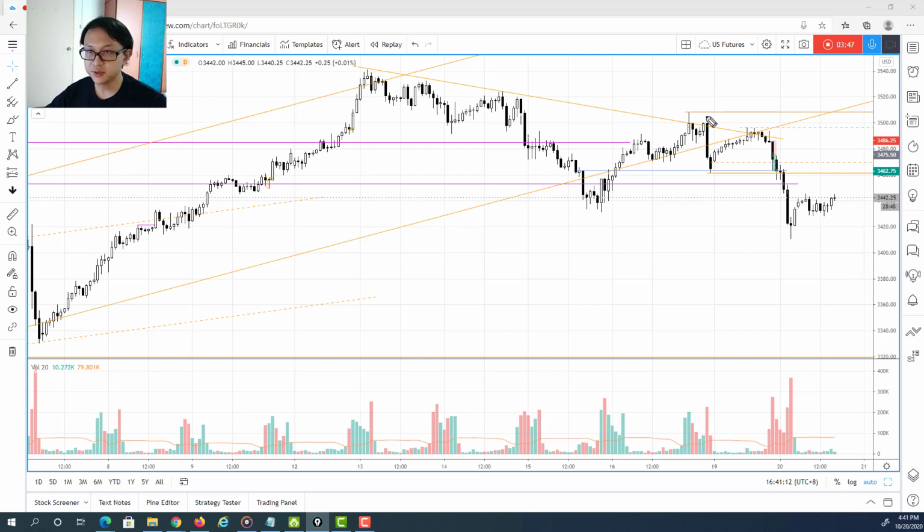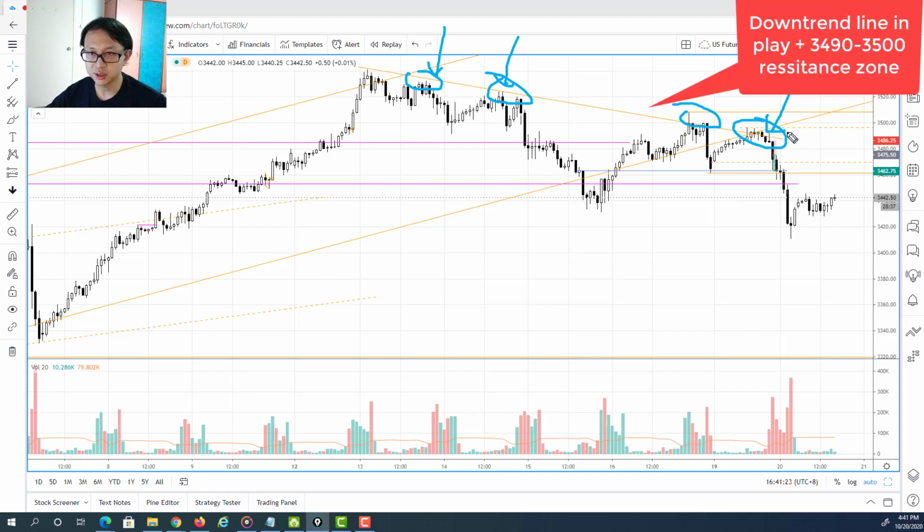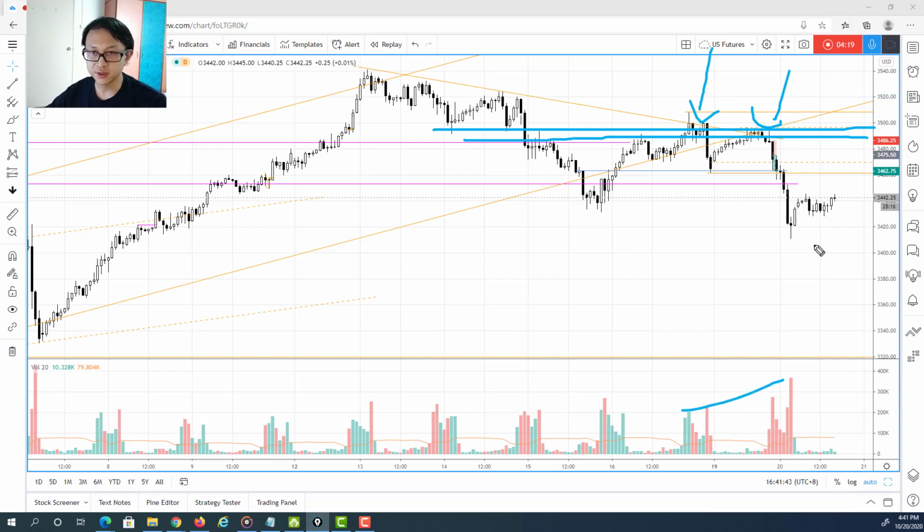We have seen that this downtrend line is still currently very effective. We have seen quite a few rejections after it touches the downtrend line, and most importantly, I think in this case, apart from the downtrend line, there is also the horizontal level from 3490 to 3500. All of this provided the resistance level, and we definitely see rejection together with the increasing of the supply and the results as well.